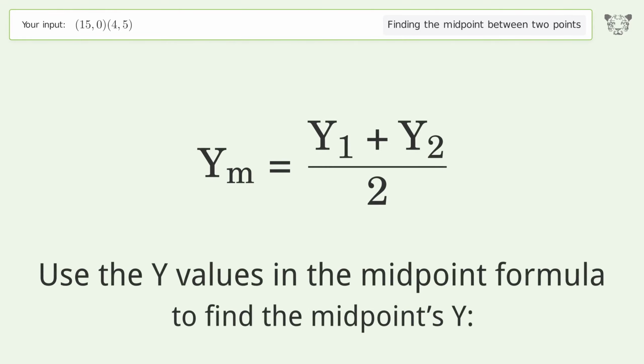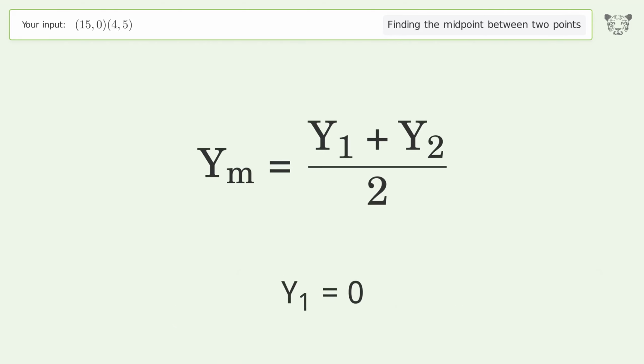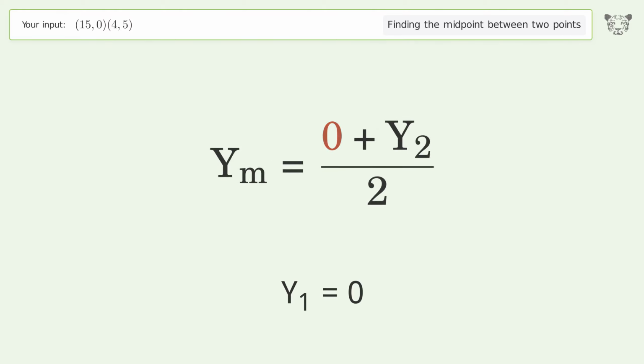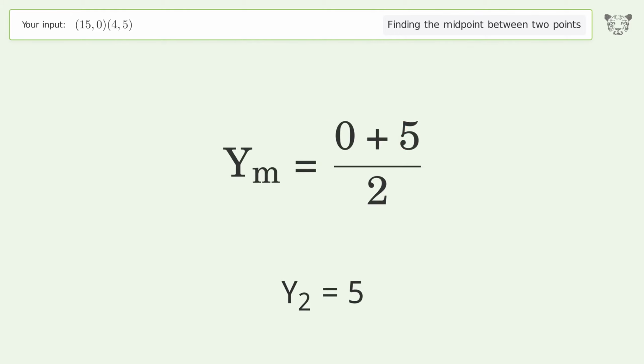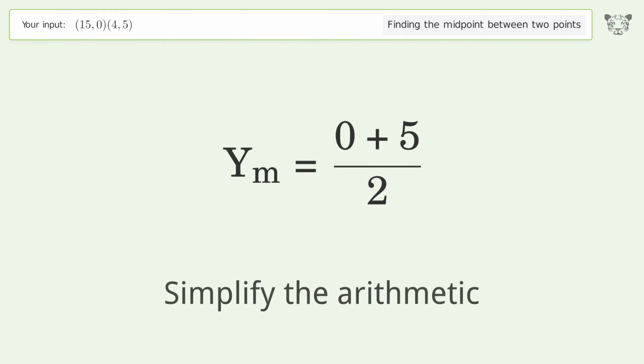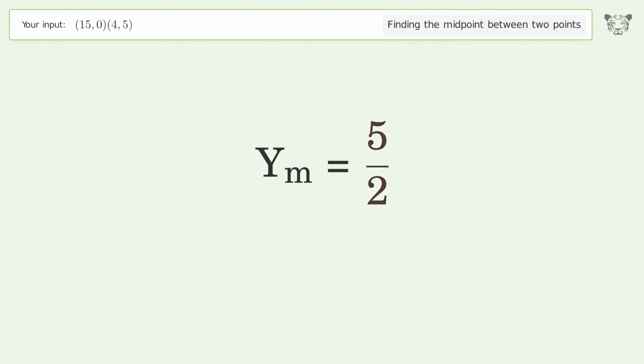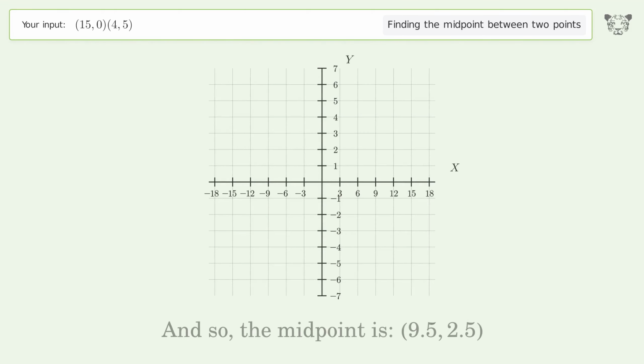Use the y values in the midpoint formula to find the midpoint's y. y1 equals 0. y2 equals 5. Simplify the arithmetic. And so, the midpoint is 9.5, 2.5.